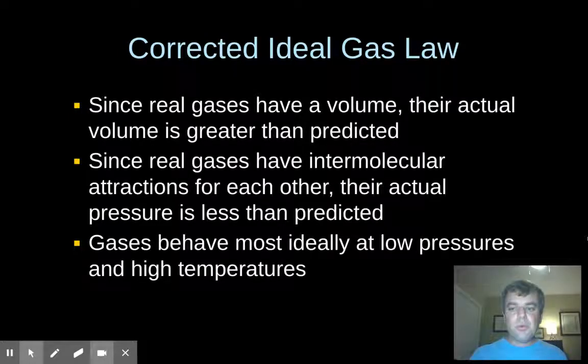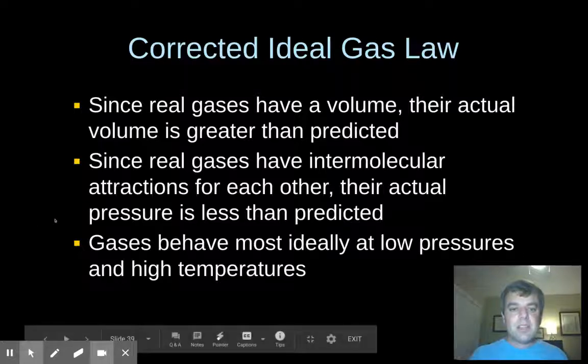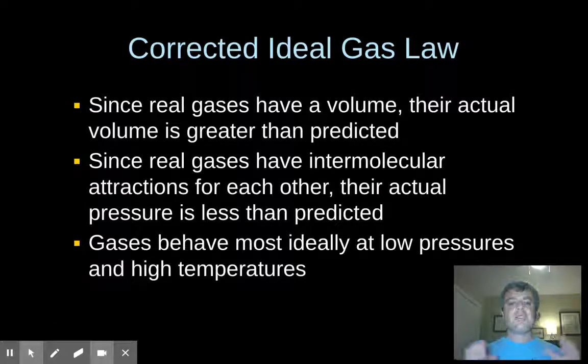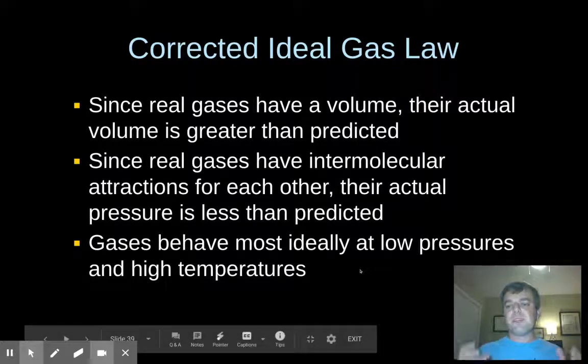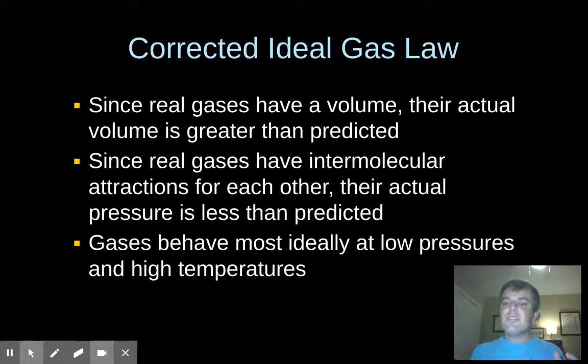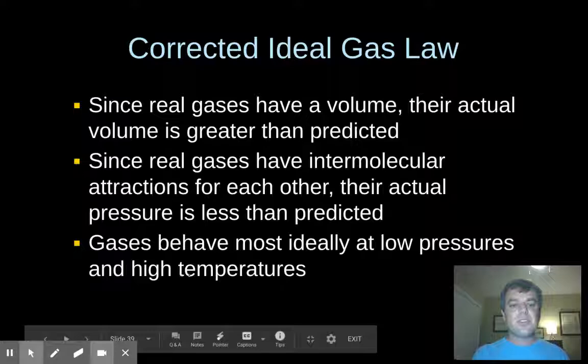So, you will certainly be asked about this on the AP exam and on your test in this class. But gases have their most ideal behavior at low pressure, where the gas molecules are very far apart. So, we minimize the actual volume of the molecules so that most of the space is just empty space with gas molecules spread out in there. And they also behave most ideally at high temperatures because at high temperatures, the molecules are moving really fast. And so as they zoom past each other, they don't have time to set up these intermolecular attractions.